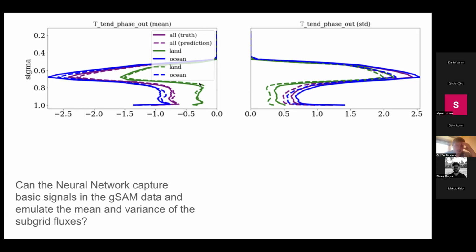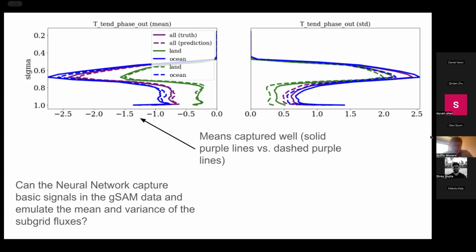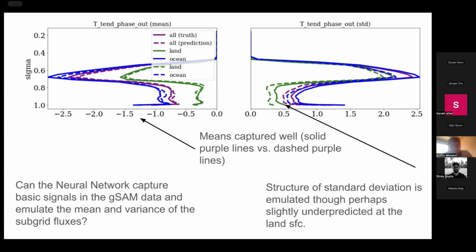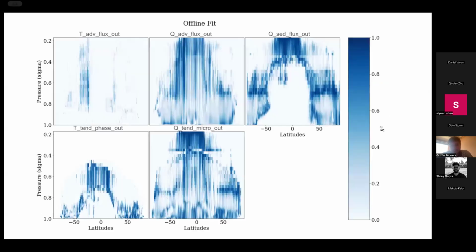If you look at the mean of the variable and the variance of it, it seems to capture the mean pretty well throughout the atmosphere. For the variance, the dashed lines are the neural network prediction and the solid lines are the true test data. You see a bit of an under prediction, which is something I've seen in other work, but overall it seems to capture the structure. There's perhaps slight underperformance on land versus the ocean, but it's a little hard to say.